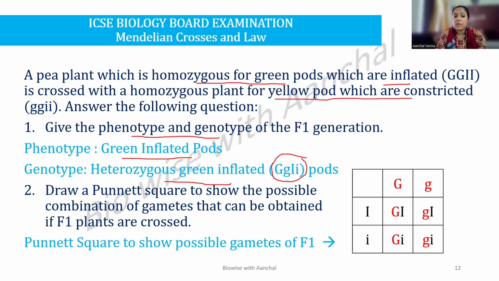Is that clear? The next question is, draw a Punnett square to show the possible combinations of the gametes that can be obtained in the F1 generation. Now here, for gametes, there are two traits that we are talking about. One is the color of the pod, that is pod color, and one is the shape of the pod, that is pod shape. Pod color is green and yellow, and the pod shape is inflated, that is fully swollen, or constricted. So you have four possibilities of gametes formed by the F1 generation.